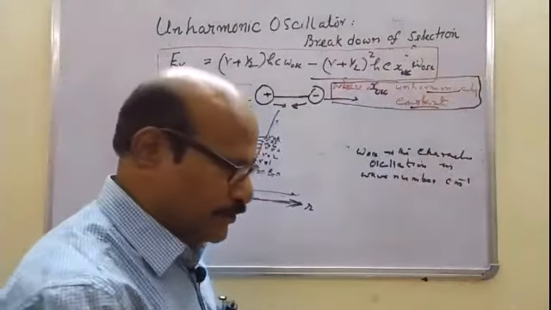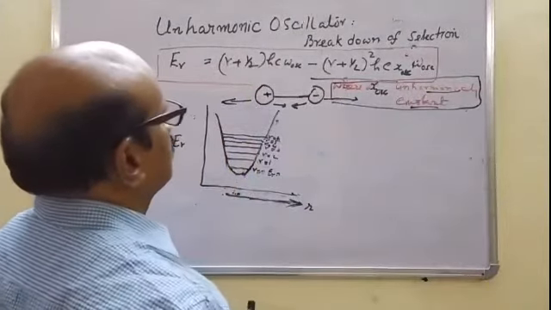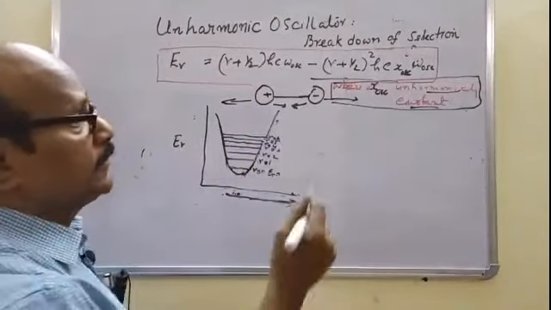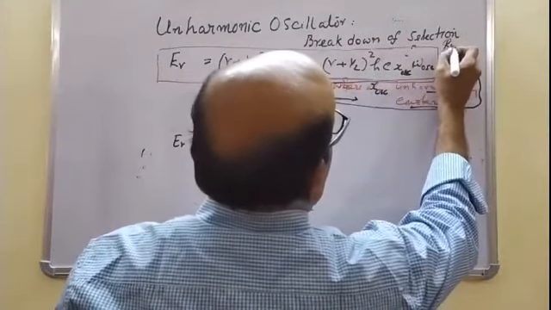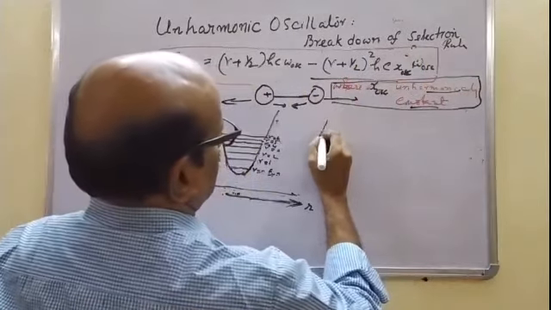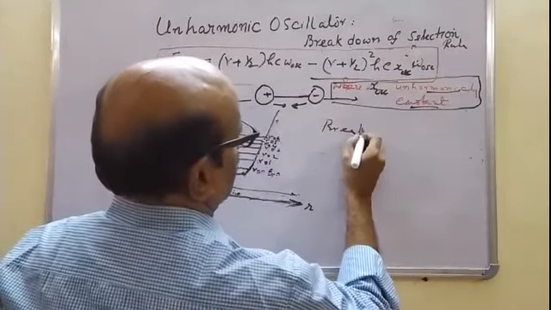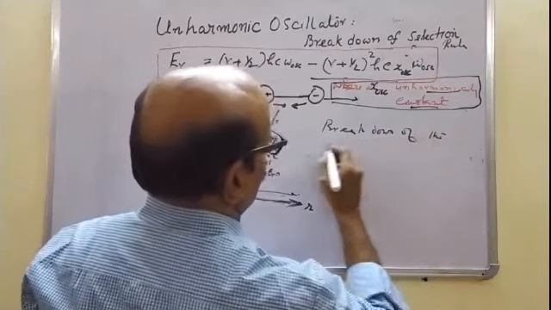For a harmonic oscillator, in the case of an anharmonic oscillator, the quantum mechanical selection rule breaks. That will break down. That is, there is a breakdown of the selection rule.